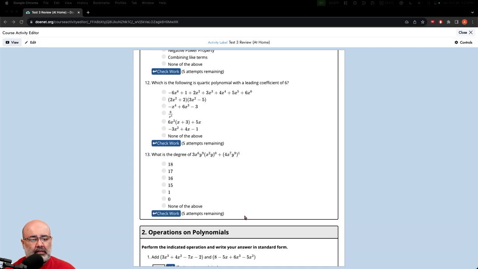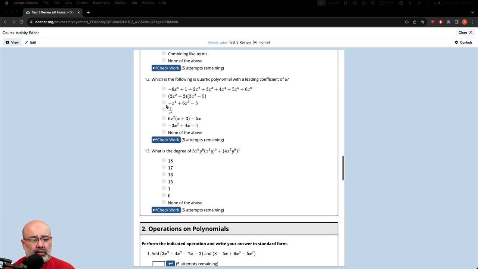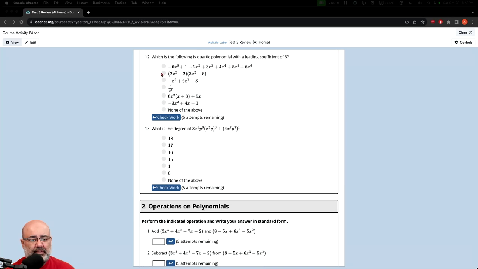Alrighty, welcome back. We continue with number 12. So the question is asking which of the following is a quartic polynomial with a leading coefficient of 6. Quartic means degree 4, and leading coefficient means the term with the highest power has to have a coefficient of 6 on it.